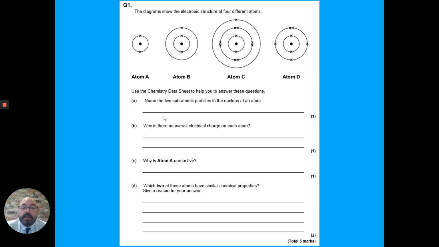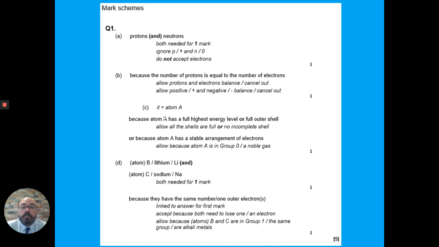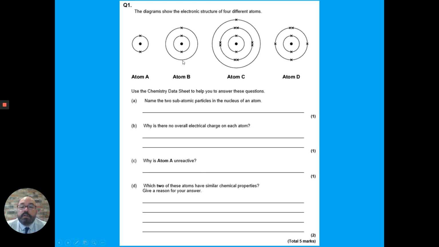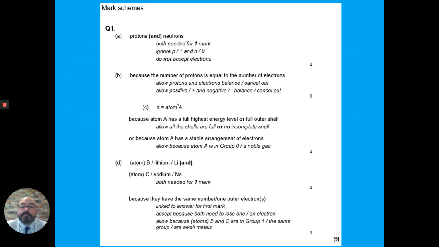Okay, taking question A then. Name the 2 subatomic particles in the nucleus of an atom. So a nice straightforward introduction to this question, and hopefully you've got the answer: protons and neutrons. Now this is key. It does say in the question, name the 2 subatomic particles. So it does say protons and neutrons, and both are needed for the mark. So if you did just say protons or neutrons, you would not get the mark in an exam, and this is a very, very common mistake. It's just a case of reading the question.